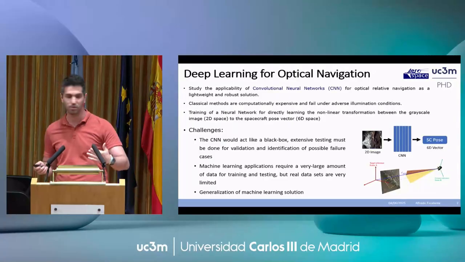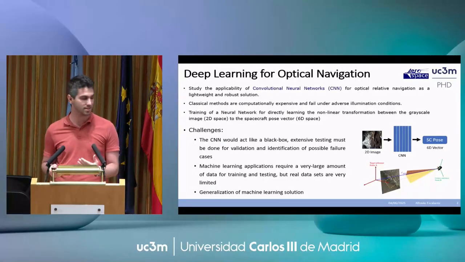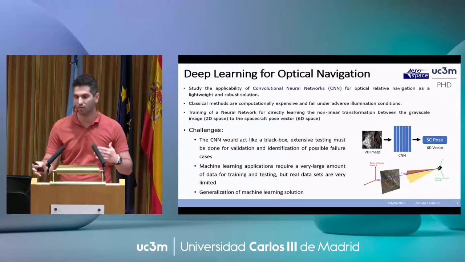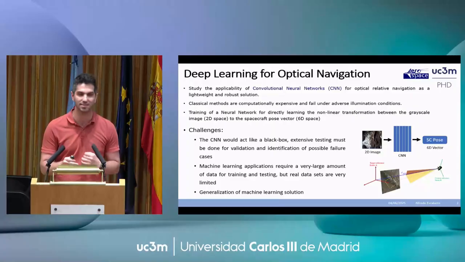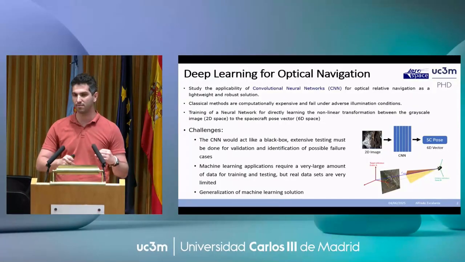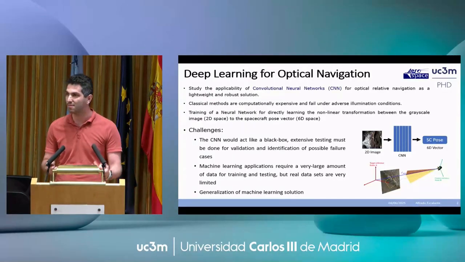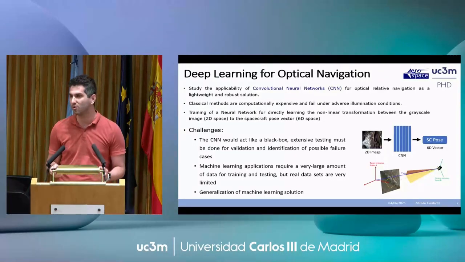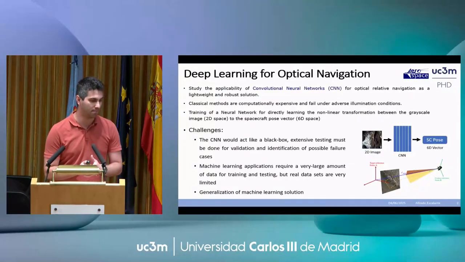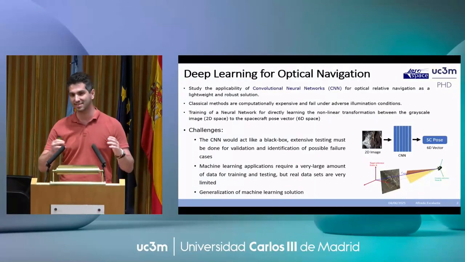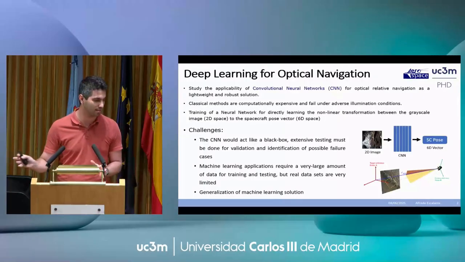Of course, to pull this off, we have to tackle some challenges. The first is that the CNN acts in general like a black box. We have some tools to analyze what's happening inside, but it's not really human readable. So we have to perform a lot of testing to identify failure cases and scenarios and really validate the solution. Also, as is very well known, machine learning algorithms require a large amount of data. Even if for some cases like the Earth or the Moon we have a lot of data, still it's not enough to cover all the operational ranges. So that's one of the main challenges.